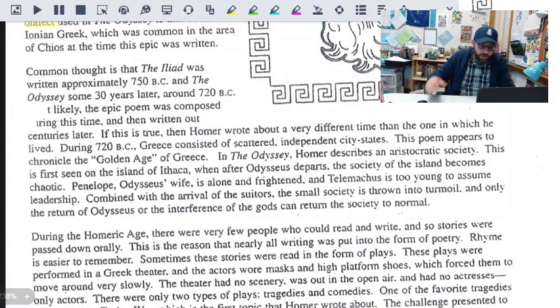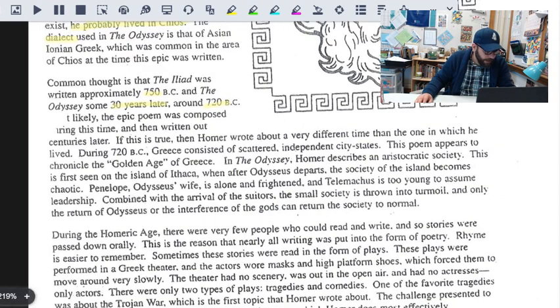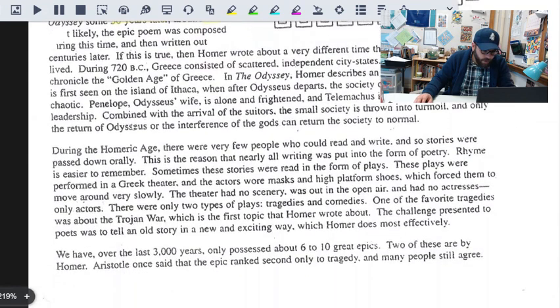Now, we did mention the Iliad and the Odyssey. That was in my pre-reading knowledge. You can see, though, that there was about a 30-year difference between them if you want to get more specifics with those dates. Let's see. Homer describes an aristocratic society. Okay, let's give us a little background information there. Homeric age, the Homeric age.